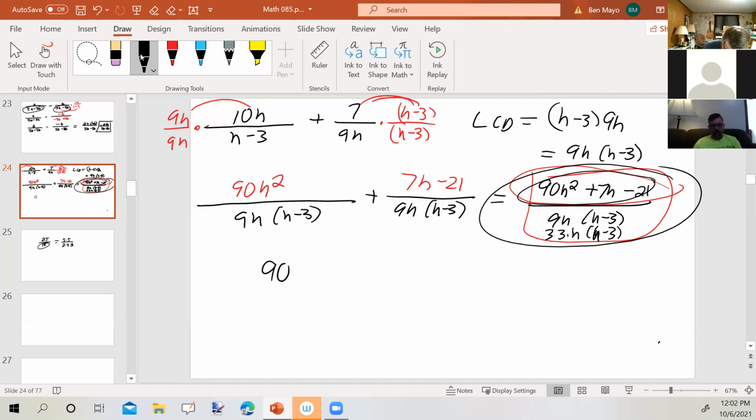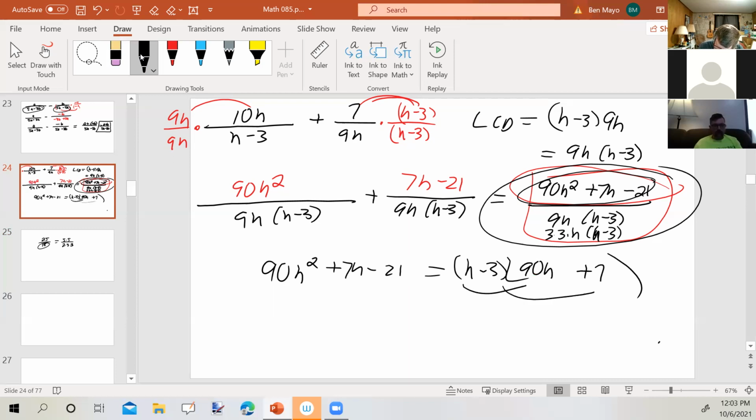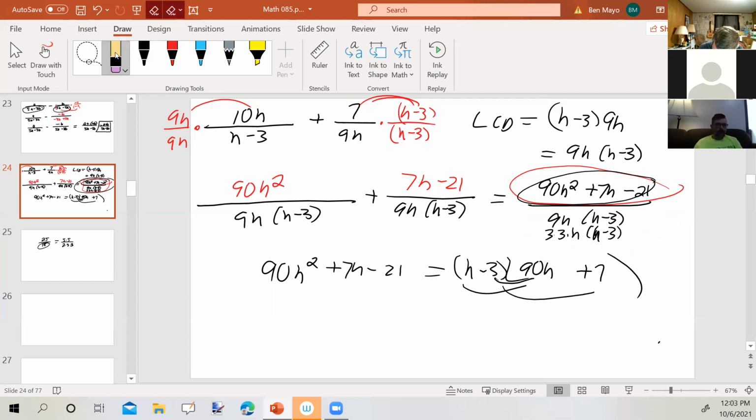In other words, can I write this as that? Are you following what I'm saying? Okay. Well, for that to be true, I'd have to have 90h and a plus 7 in order to get the first and the last terms. But that would give me minus 270h plus 7. That's not going to work. So my conclusion is that's my final answer.